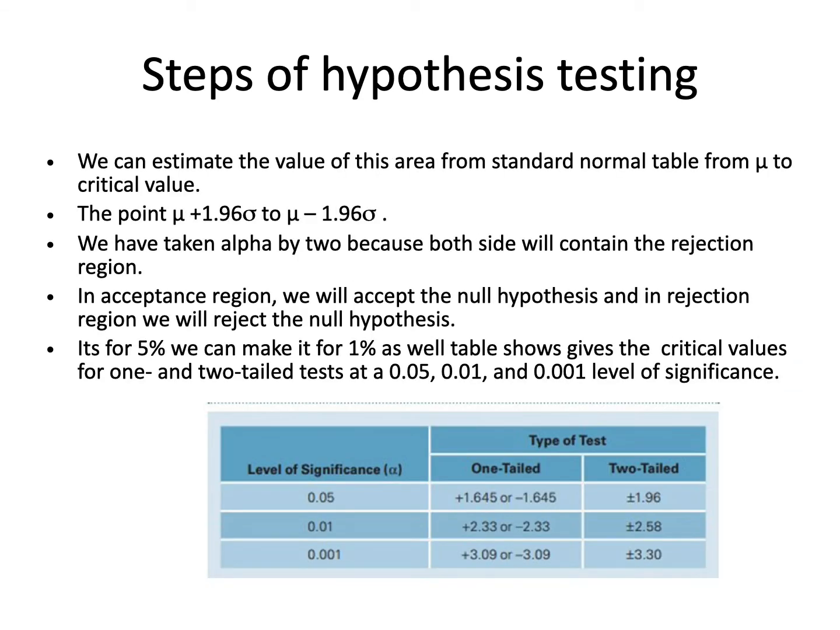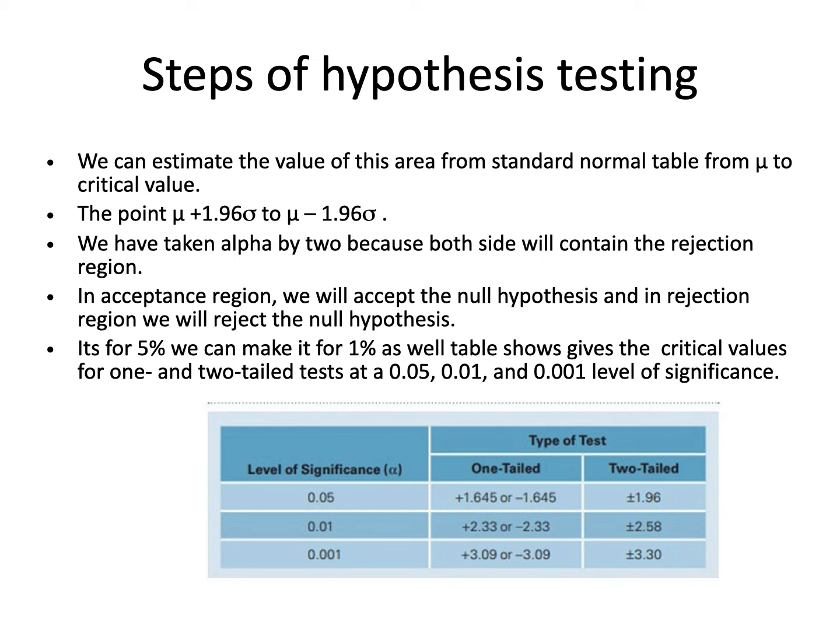We can estimate the value of this area from the standard normal table, from mu to the critical value. Here we can see the point is mu plus 1.96 sigma. It is like from mean plus 1.96 standard deviation to mean minus 1.96 standard deviation. It is for two-tailed.